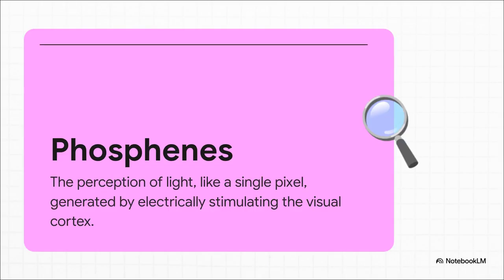To even get our heads around that, we need to understand the basic building block of this artificial sight. It's a thing called a phosphene. So a phosphene is when you see a little dot of light, but no light has actually hit your eye. The easiest way to think about it? It's like a single pixel on a computer screen. But this pixel is being generated by a tiny electrical zap to a small group of neurons in your brain.